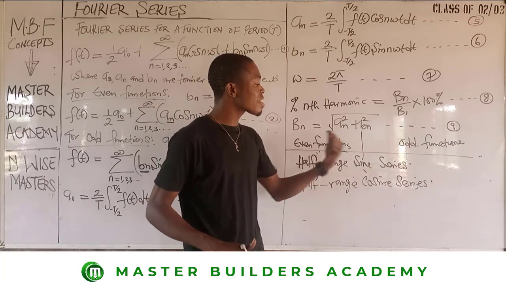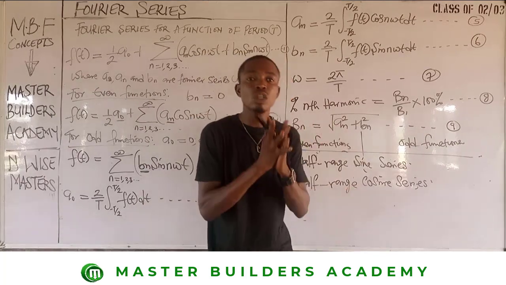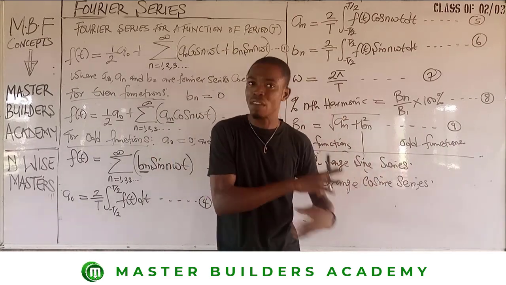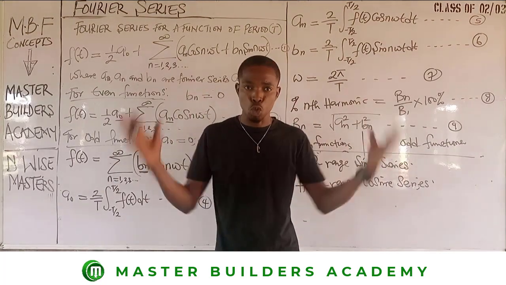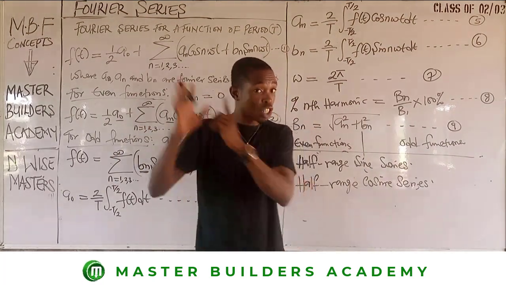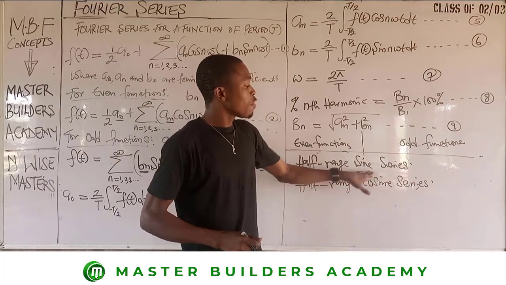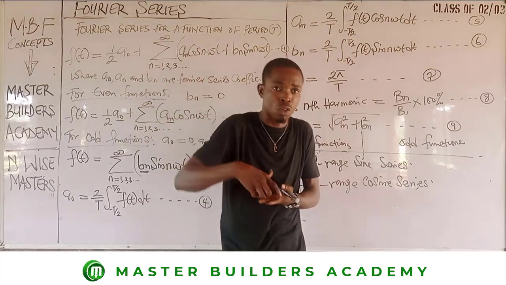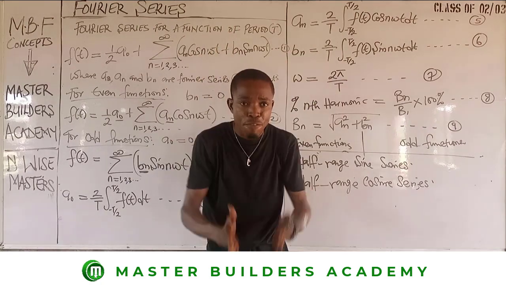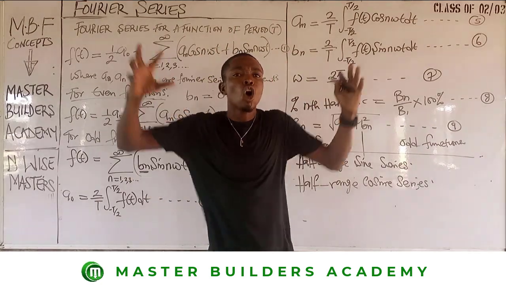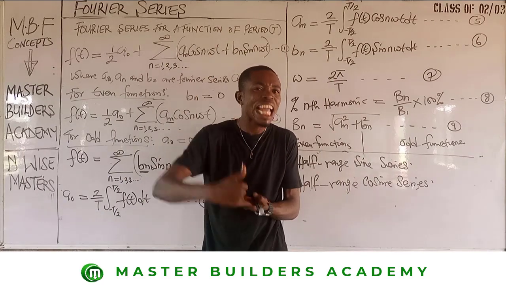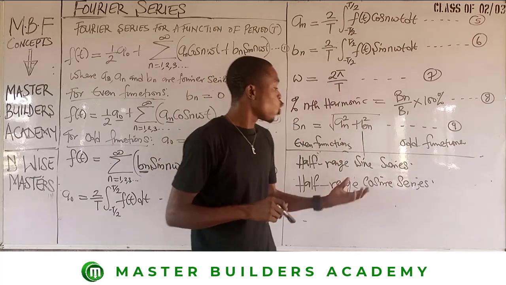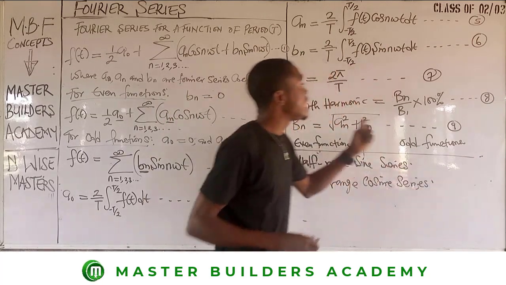For the half range sine series, you don't need a graph here. When you are asked by the examiner or in a textbook, wherever you are solving problems on this topic, to find the half range sine series, it means this function will only be a function of sine. All the terms will be sine terms only. There will not be a cosine term included.